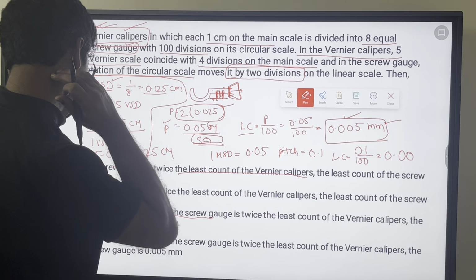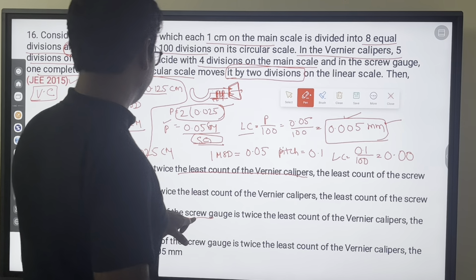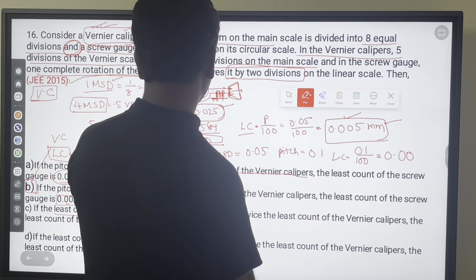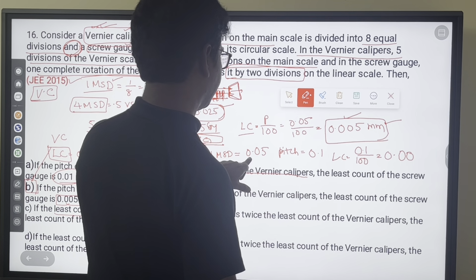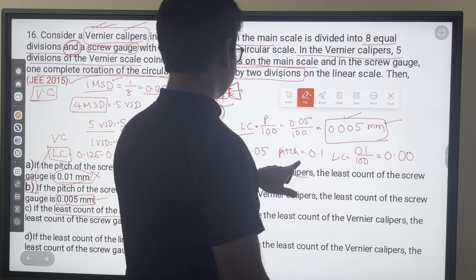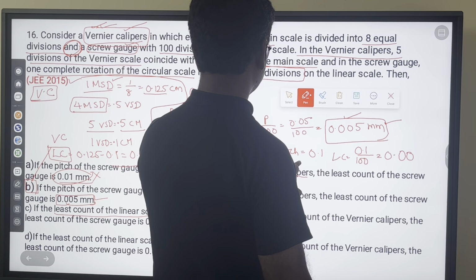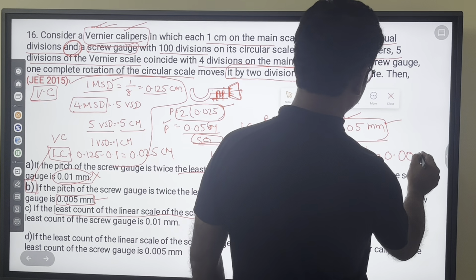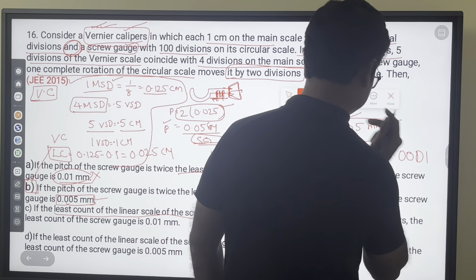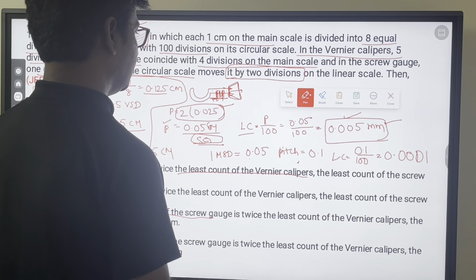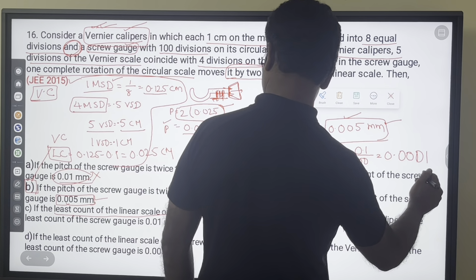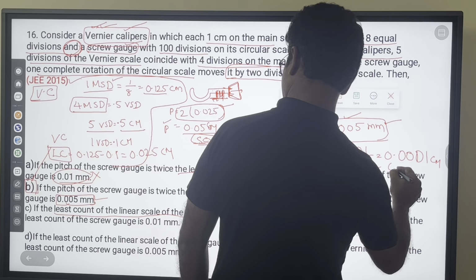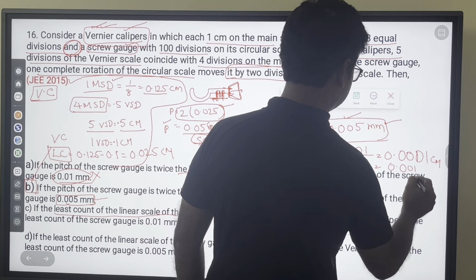If the least count of the linear scale of the screw gauge is twice the least count of the vernier calipers, this is 0.05, then the pitch becomes 0.1, then 0.1 by 100, 0.001 centimeters. So I would say 0.001 mm.